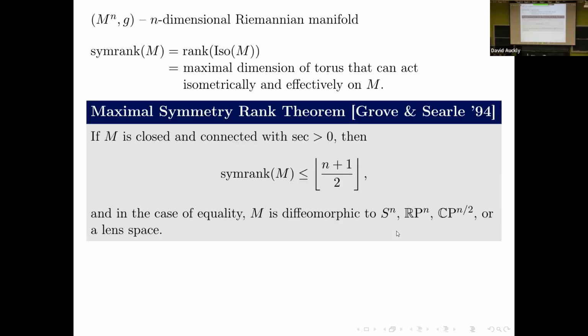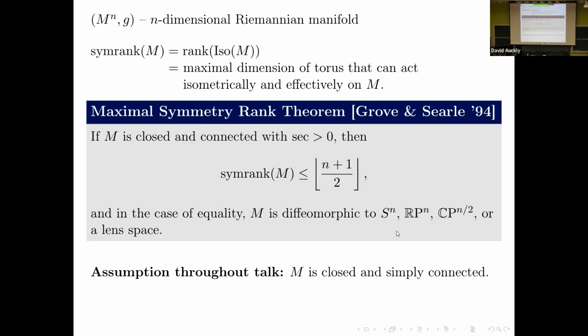So a foundational result in studying group actions on positively curved manifolds is the maximal symmetry rank theorem due to Grove and Searle, which says if I have a closed connected manifold with positive sectional curvature, then the symmetry rank is bounded above by roughly half the dimension. And in the case of equality, the manifold is diffeomorphic to a sphere or one of these quotients of spheres. You can realize an action with maximal symmetry rank by looking at the action of O(n+1) on R^(n+1) and applying it to the unit sphere in that Euclidean space. To keep things simple throughout the talk, I'm going to consider only closed manifolds that are simply connected.